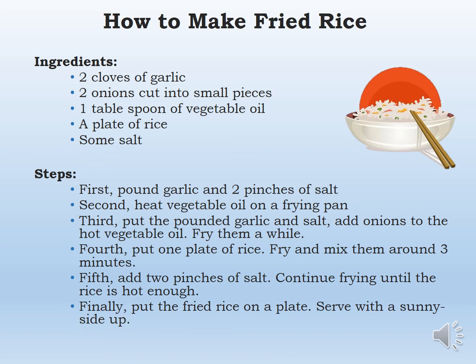Fry them a while. Fourth, put 1 plate of rice. Fry and mix them around 3 minutes. Fifth, add 2 pinches of salt. Continue frying until the rice is hot enough. Finally, put the fried rice on a plate. Serve with a sunny side up.